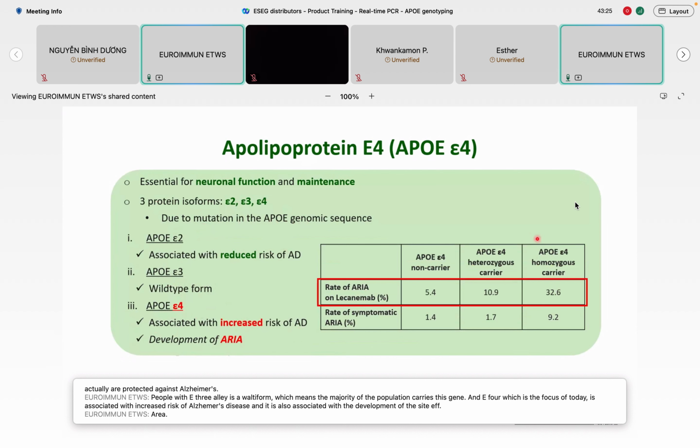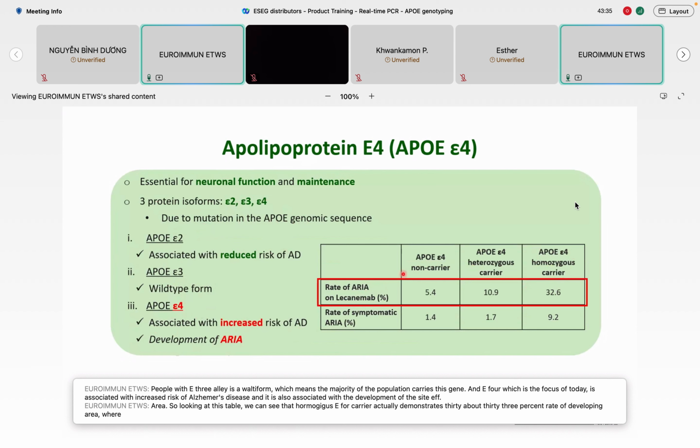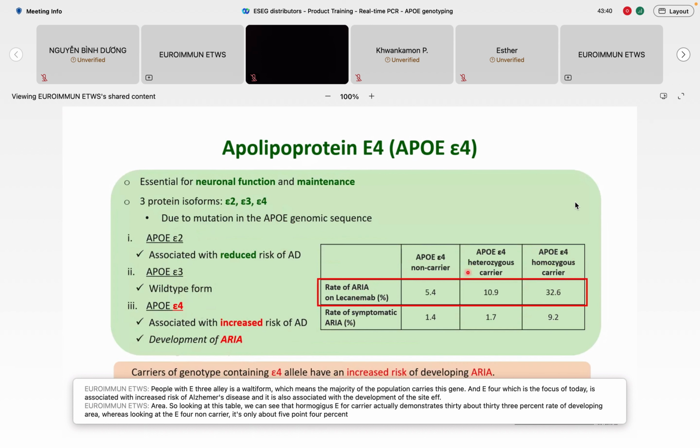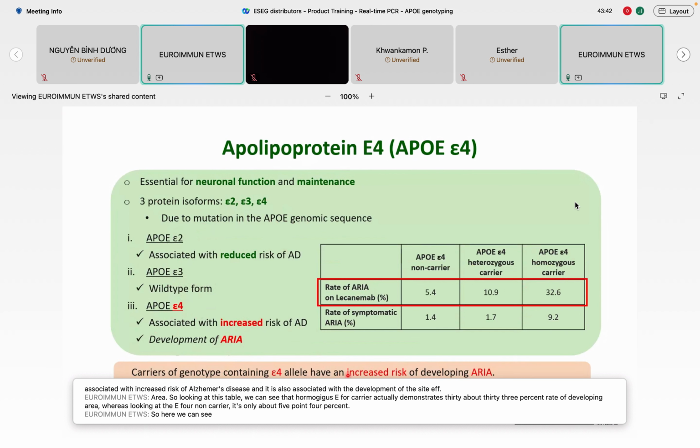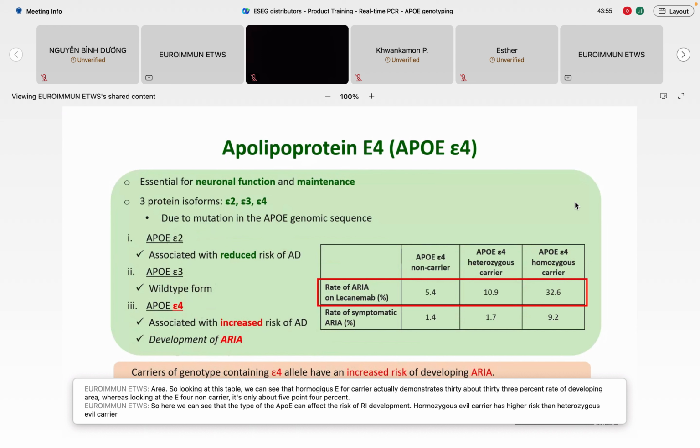So looking at this table, we can see that homozygous E4 carriers demonstrate about a 33% rate of developing ARIA, whereas E4 non-carriers only about 5.4%. So here we can see that the haploid type of the APOE can affect the risk of ARIA development. Homozygous E4 carriers have higher risk than heterozygous E4 carriers, whereas non-E4 carriers have the lowest risk of developing ARIA.